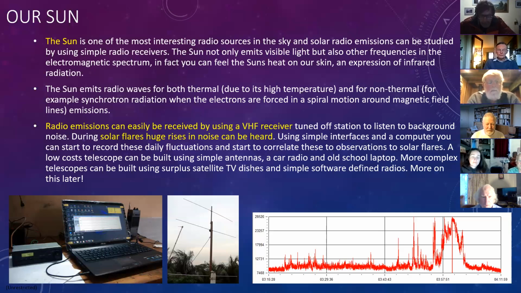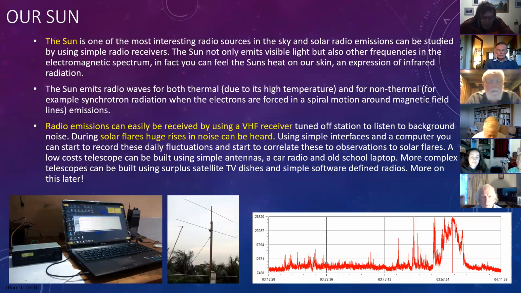And there are some pictures at the bottom here of a simple radio telescope for solar reception. So we've got basically an old car radio and a laptop that is connected to the audio output of that receiver, and a simple antenna. It's a piece of wooden pole with some aluminium antenna elements pointing up into the sky. And what that's doing is listening to the background noise from the sun.